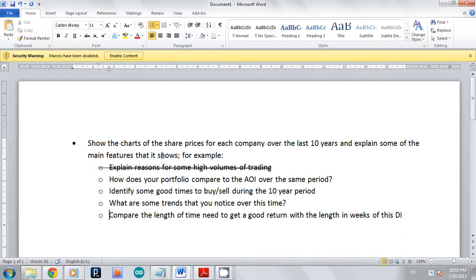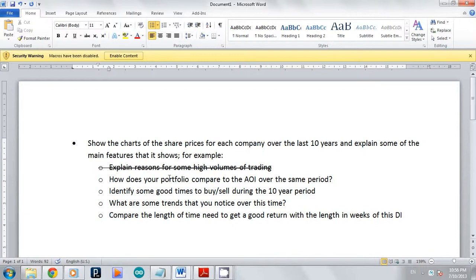It says for each of the four companies you've chosen, show the charts of the share prices over the last 10 years and explain some of the main features that it shows. For example, first one, explain reasons for some high volumes of trading. Do what I've done here, cross that out. Too hard. Way too hard.